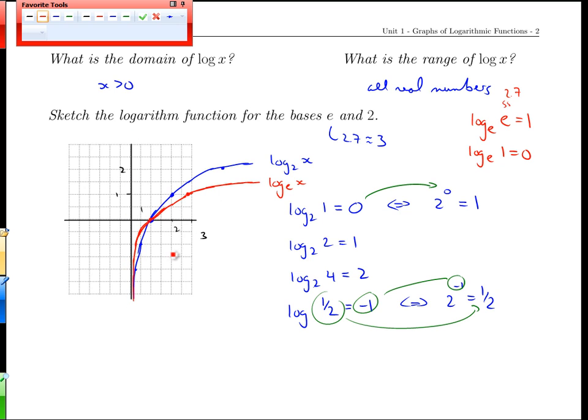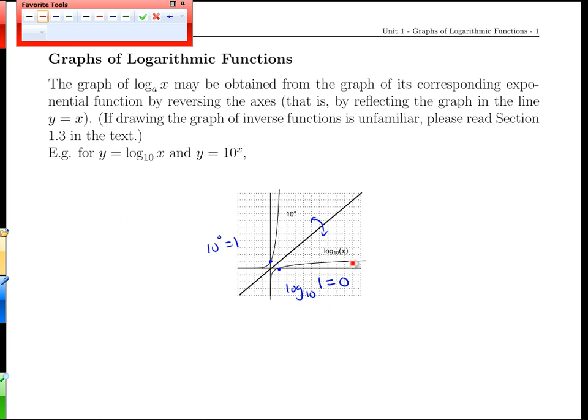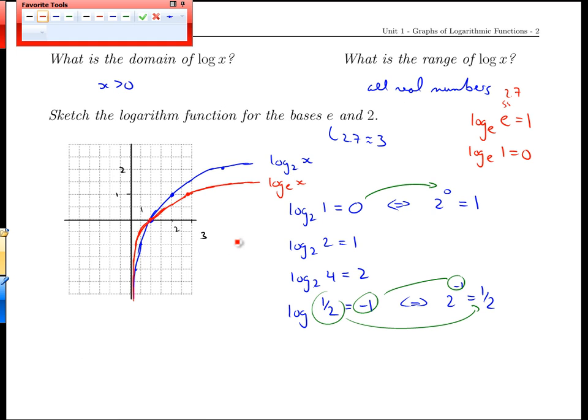They're only defined for positive x's, and then it's just a question of how quickly they grow once you get past the 0 and how quickly they approach the asymptote. If we look back to the log base 10 of x, it grows very, very slowly and approaches the asymptote very, very quickly, but otherwise has the same basic characteristics.